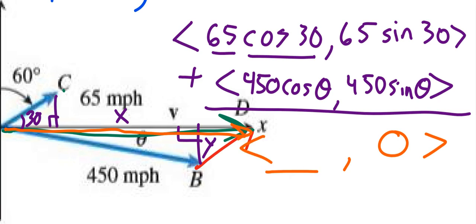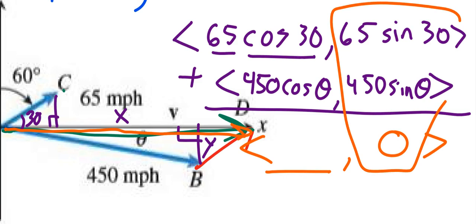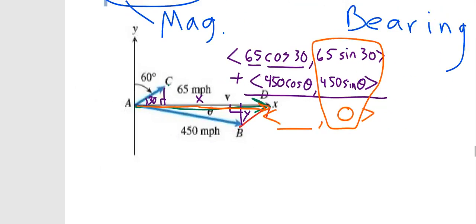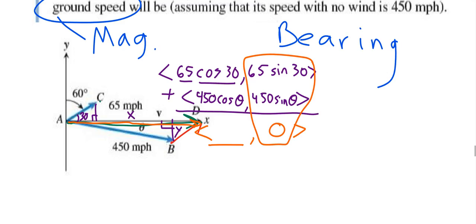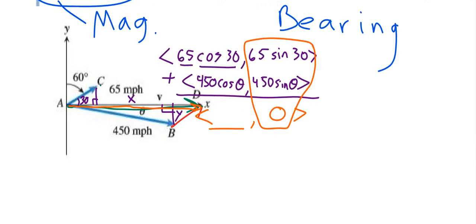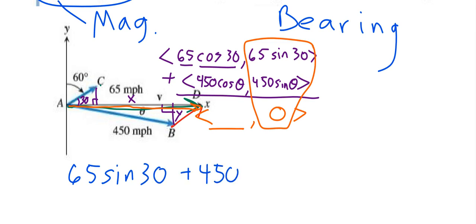You're right. I have no idea what's going on over here. Well, guess what? Is that something we could figure out? I bet we could set up an equation and solve it. So I gotta lock it in place. 65 sine 30, I bet we could figure that out. Plus 450 sine theta equals 0. Solve it.